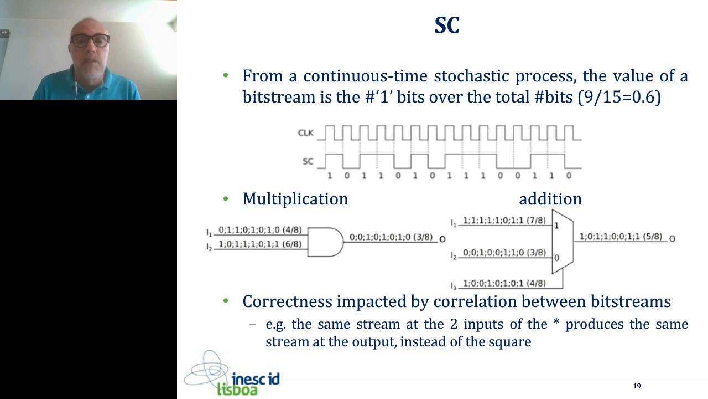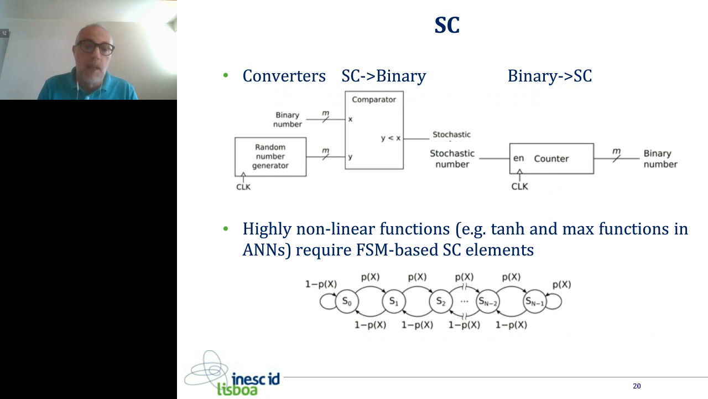Since you have to interface with binary representation, like in residue number systems, you have to have converters that convert from stochastic computing to binary. Here we have a very simple converter: you have a random number generator, then you have the binary number that you have to convert to the stochastic representation, which means the binary stream. And then you have a comparator, and then you have some threshold.